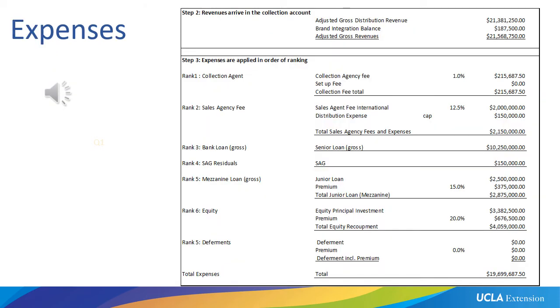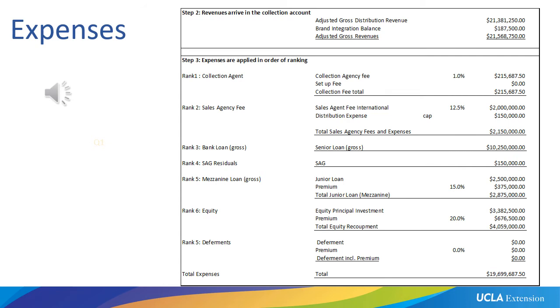So let's look at our revenues. Altogether, we had distribution revenues of $21,381,250. At this point, now that our movie is ready, finished, and is delivered, the sponsor is paying us the balance due to us of $187,500, which gets us to a total gross revenues of $21,568,750. So all these revenues are now hitting the collection account, and the collection agent will charge 1% of whatever comes into the collection account. So the fee to the collection agent in this case is $215,687 for that reason.